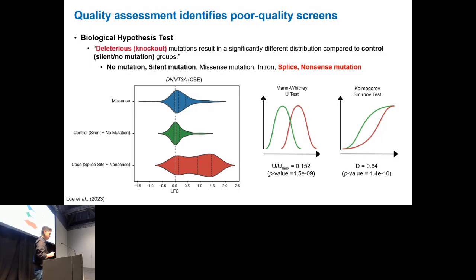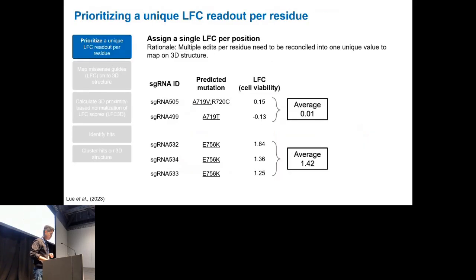So we use 2 statistical methods. Here is the Mann-Whitney, which can calculate the distance between the distributions. And also the Kolmogorov-Smirnov test is telling how these distributions have different shapes. So with that, we can actually check whether the screen passed the QA or not.